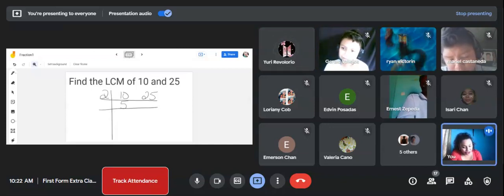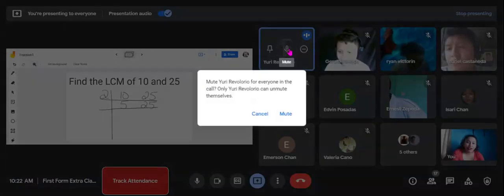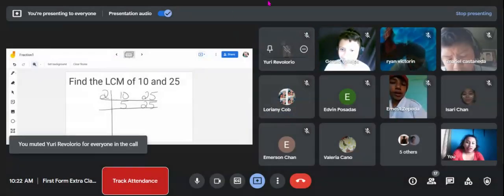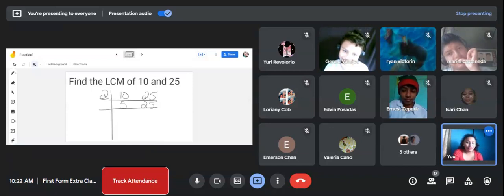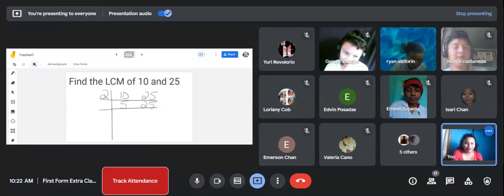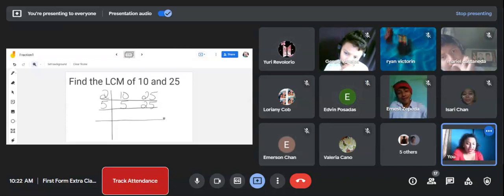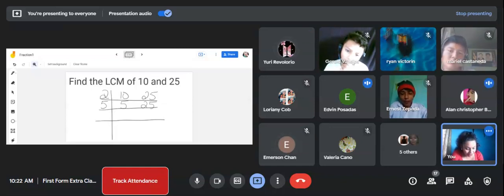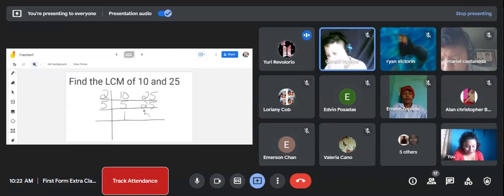What I'm going to do is bring down the 25, right? Now I have 5 and 25. What number can I use to divide now? 5. Very good. 5 into 5, how many times? 1. And 5 into 25? 5 times. Very good.